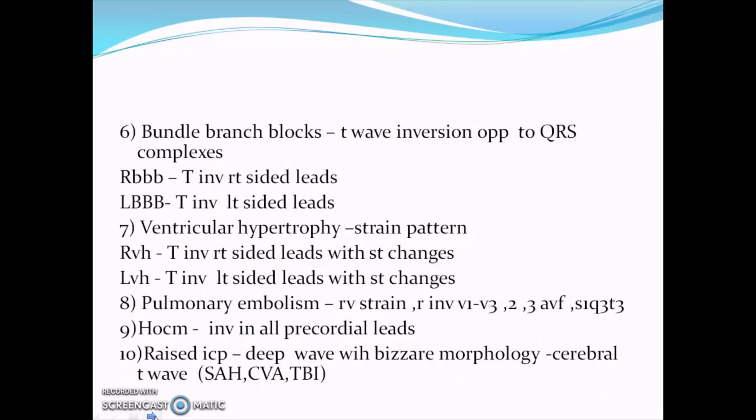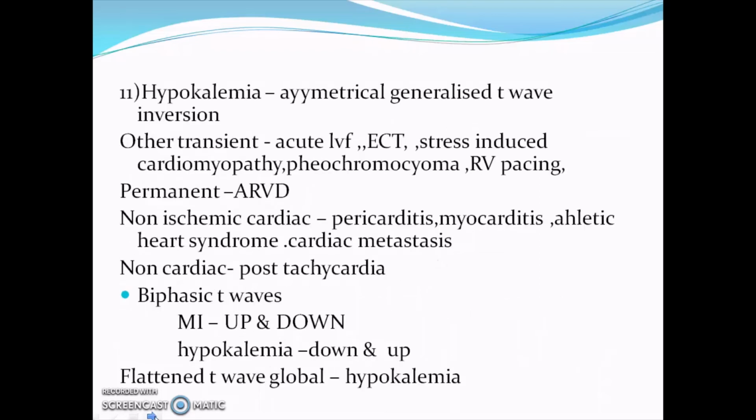In raised intracranial pressure, the T wave will be very deep with bizarre morphology, which is called the cerebral T wave, seen in subarachnoid hemorrhage, CVA, and traumatic brain injury. It occurs mainly due to the altered release of catecholamines, which causes subendocardial ischemia. In hypokalemia, the most common finding is a flatter T wave rather than generalized T wave inversion, and it is asymmetrical. Other transient causes are acute LVF, electroconvulsive therapy, stress-induced cardiomyopathy, pheochromocytoma, and RVPC.